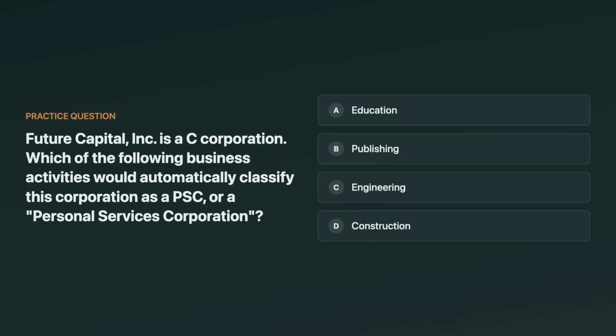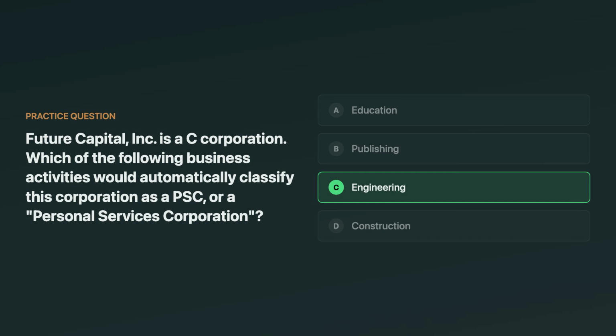Future Capital Incorporation, which business activity would automatically classify it as a PSC, a personal services corporation? The options include education, publishing, engineering, and construction. Think about the list of personal service fields the IRS specifically names. Think about it.